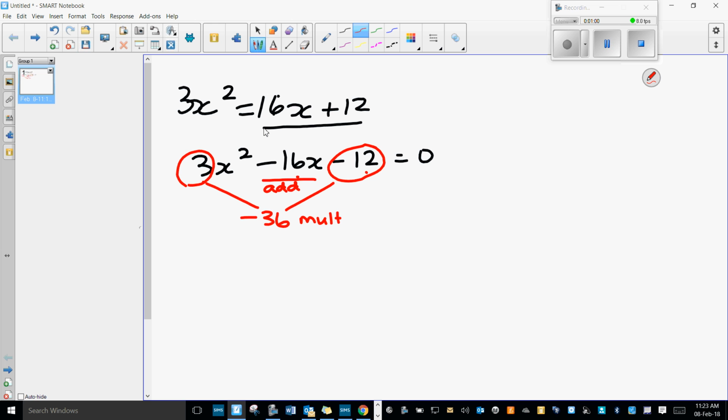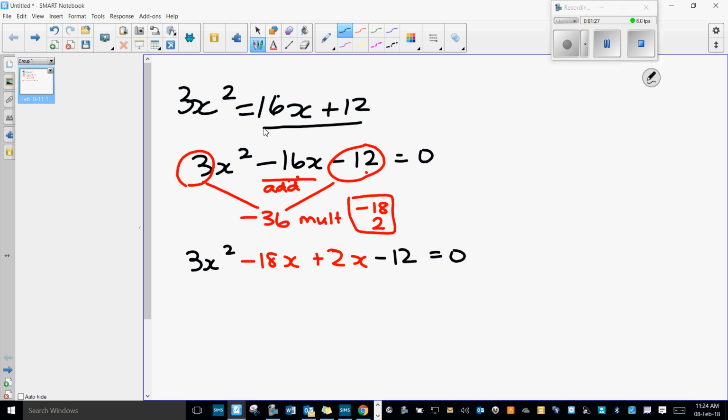How about we have negative 18 and positive 2? Do we like those two? Yeah, you'd get there in the end. So we're going to use these two numbers to split this negative 16 in the middle. So I'm going to have now 3x squared minus 18x plus 2x minus 12. Okay, so I've now got two different parts that I'm going to factorise.